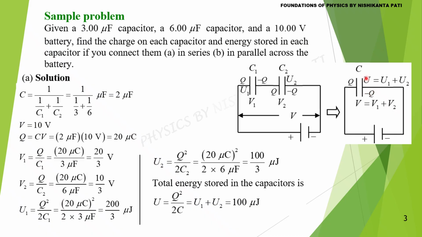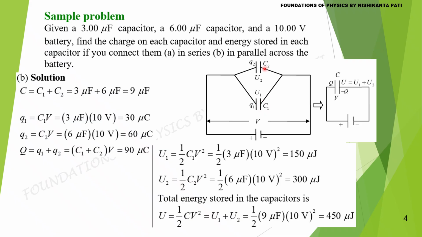Q is equal to CV. So it is coming 20 microcoulomb because C is 2 microfarad. Then V1 is equal to Q by C1, V2 equal to Q by C2. Energy stored here, U1 is equal to Q square by 2C1, U2 is Q square by 2C2. Total energy stored is U1 plus U2.